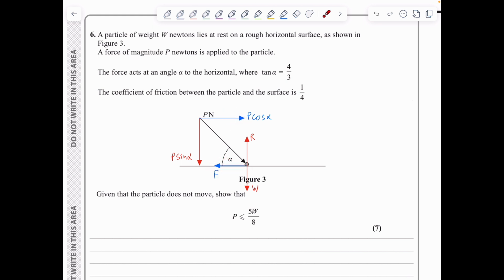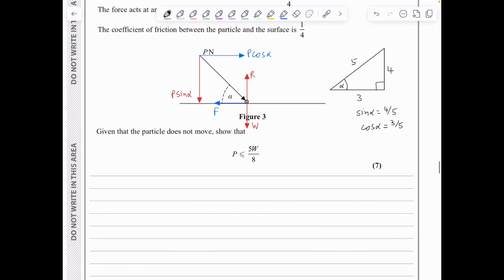We also know that tan alpha is 4/3, so I'll be drawing a right angle triangle here. We've got opposite over adjacent. It's a 3, 4, 5 triangle, and therefore sine alpha is 4/5 and cos alpha is 3/5. I will proceed by stating that the forces acting upwards, which is R, is equal to the forces acting downwards, which is P sine alpha plus W. So this is the first equation. R is equal to P sine alpha plus W.